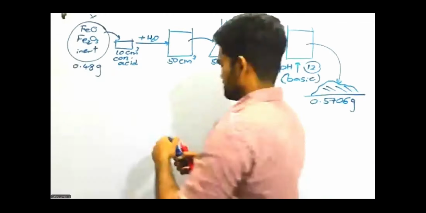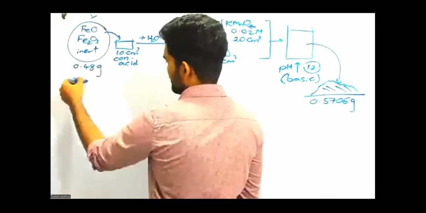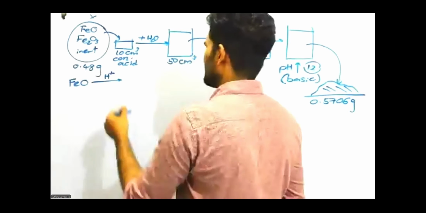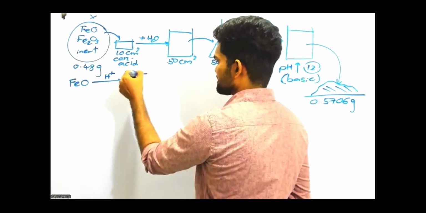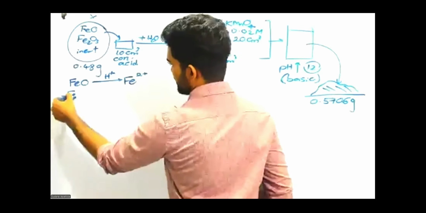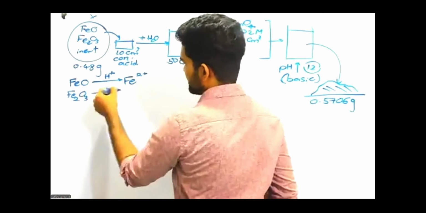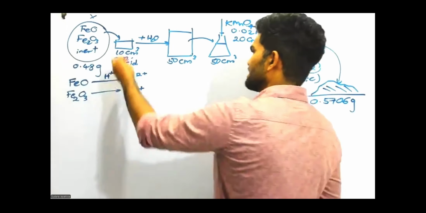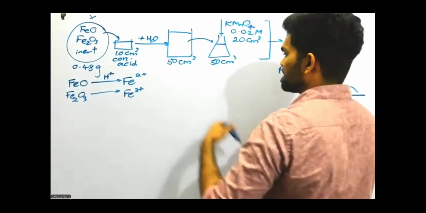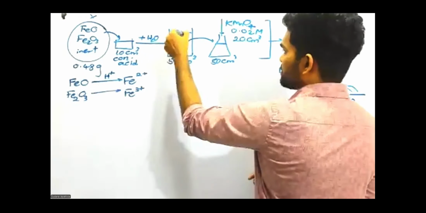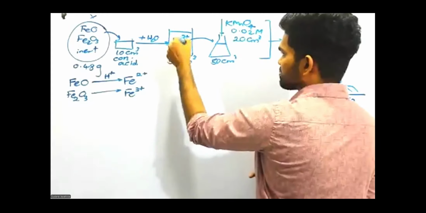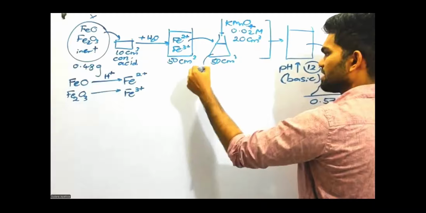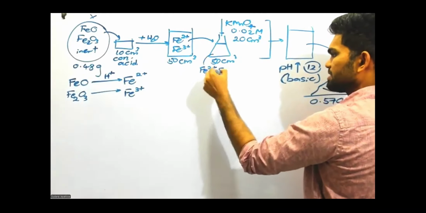Let's write it down. FeO with concentrated acid is converted to Fe2 plus. Fe2O3 is also converted to Fe3 plus. So now this solution is containing those ions. That means here you have Fe2 plus and Fe3 plus. So in the solution also you have the same ions, Fe2 plus and Fe3 plus.